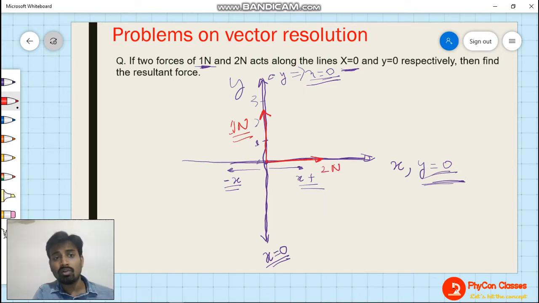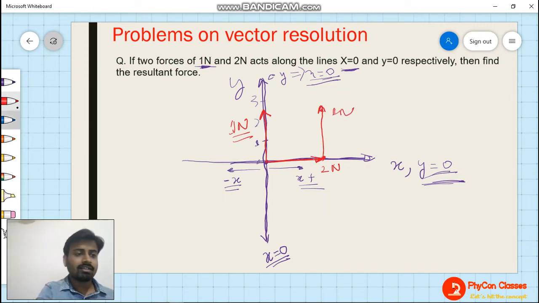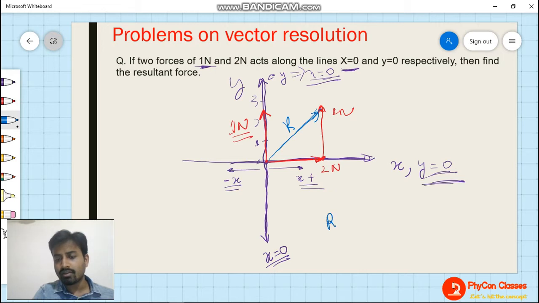Now we need to find out the resultant force. Now can you find out the resultant force? Tell me. So for resultant force, just move 1 Newton at the arrowhead of 2 Newton. Bring it here, like this. So this is 1 Newton. Now the resultant will be equals to the diagonal, this one. This is the resultant value. Can you find out the resultant value now?